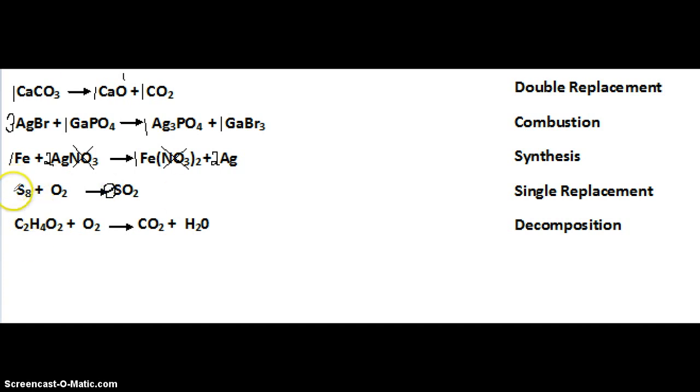So now we've got 8 sulfurs on one side and 8 on the other. Let's now balance the oxygens. We've got 2 oxygens on this side and 16 oxygens on the right side, so we must add an 8 to the left side.